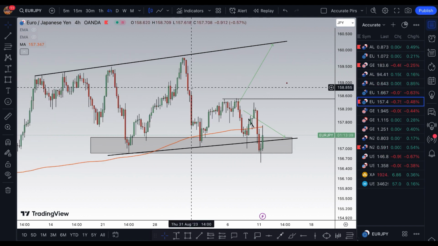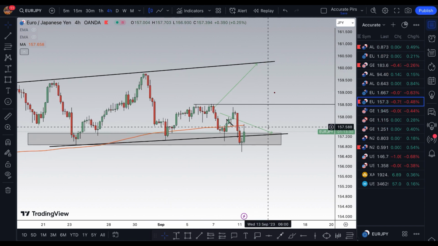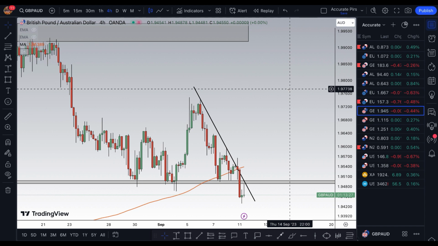And I am favored to buy it towards the upside. So when that candlestick closes, we'll get more confirmation on whether this is a buy trade. But it is a nice setup happening right now. So let's move on to GBP/AUD.